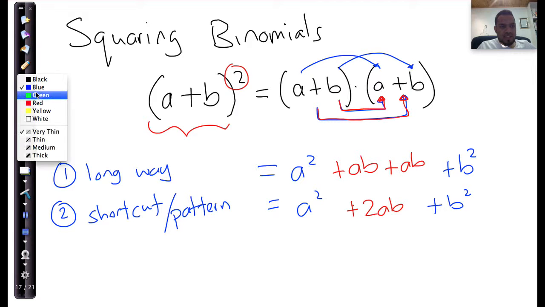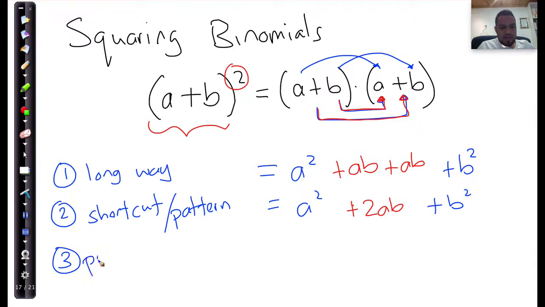And then finally, the last thing I'm going to talk about is a pitfall and common errors that learners make when they have to square binomials, right? So for now, that's the basic intro. In the next video, having just looked at the long way, I'm going to bring up 2 examples with the long way, and then I'm going to start talking about the shortcut in the next video, and then finally the pitfalls.